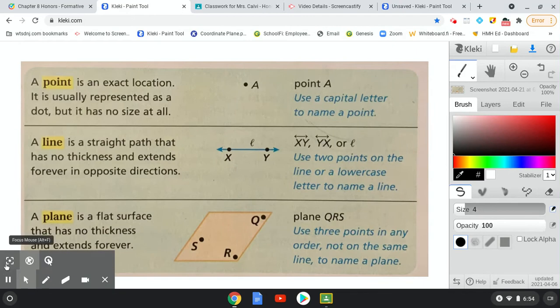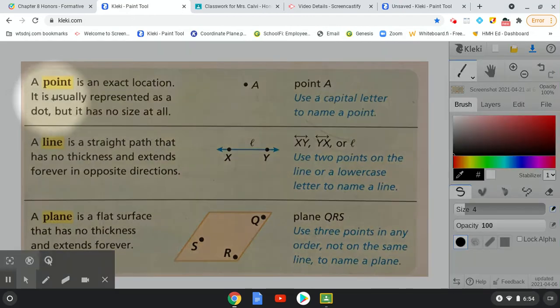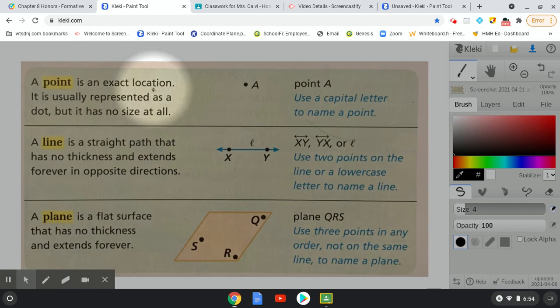So our first one here is a point, and a point is an exact location. It is usually represented as a dot, but it has no size at all. So here, for example, point A. They labeled it using a capital letter, and they labeled it point A.